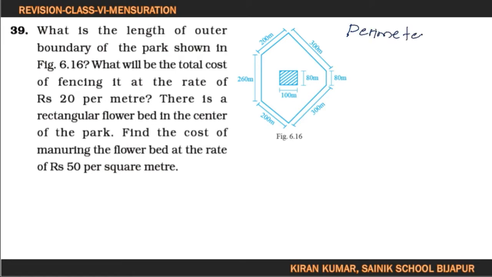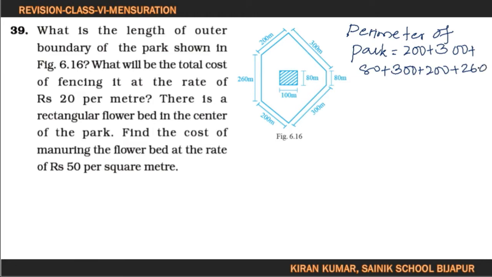So the perimeter of park will be equal to, we need to add 200 plus 300 plus 80 plus 300 plus 200 plus 260. The sum becomes 1340 meters.